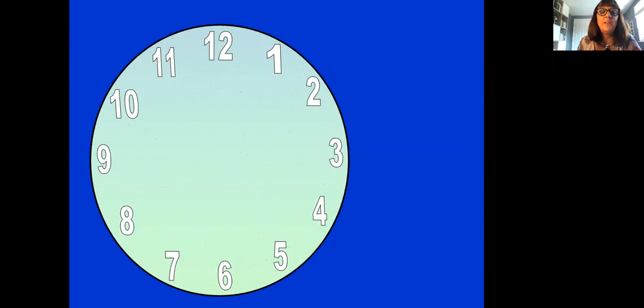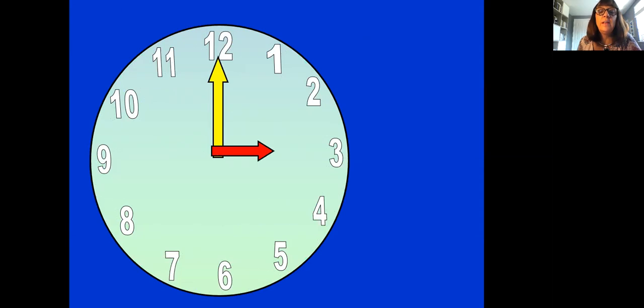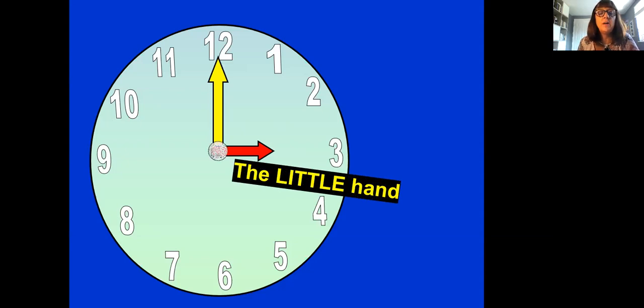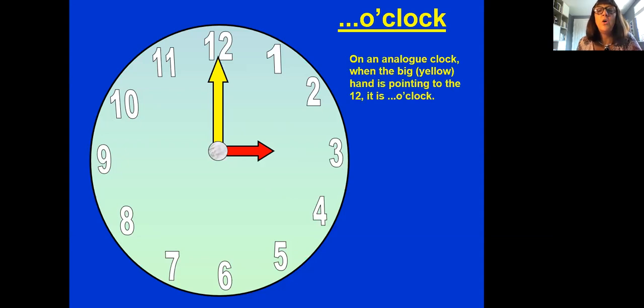So let's look at o'clock again. We've done this lots of times. There's a clock face with the numbers going round it in a clockwise direction. This is the big hand. It's pointing right up to the 12, so that says o'clock. And the little hand is pointing to the time that it is. So this is 3 o'clock. We write it o'clock. So it shows 3 o'clock.